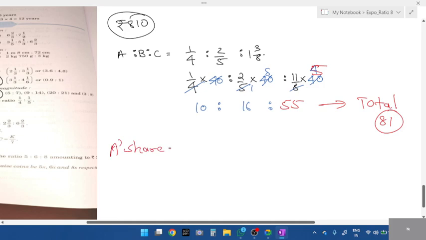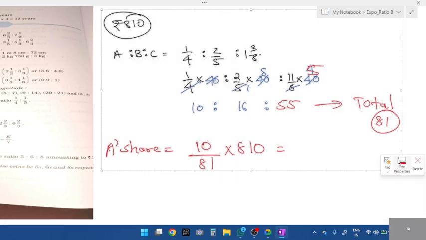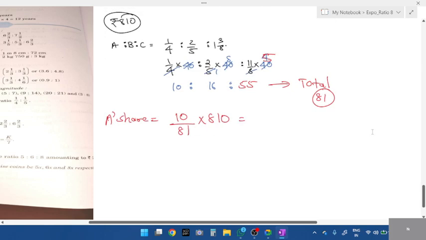How do you calculate A share? Tell me the fraction for A. A. 10 divided by 81, into 810. Look at the way I've written. Write it neatly like this. Do it in the same way. A, B and C. Even in exam, do the same way.